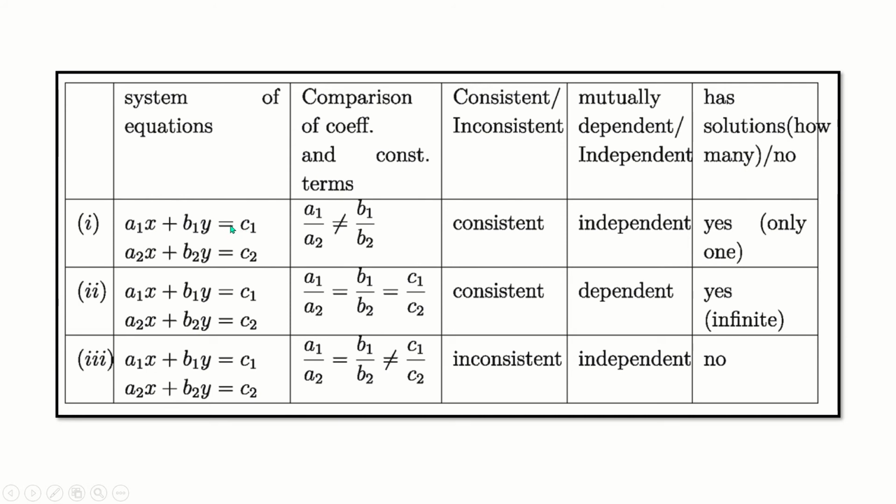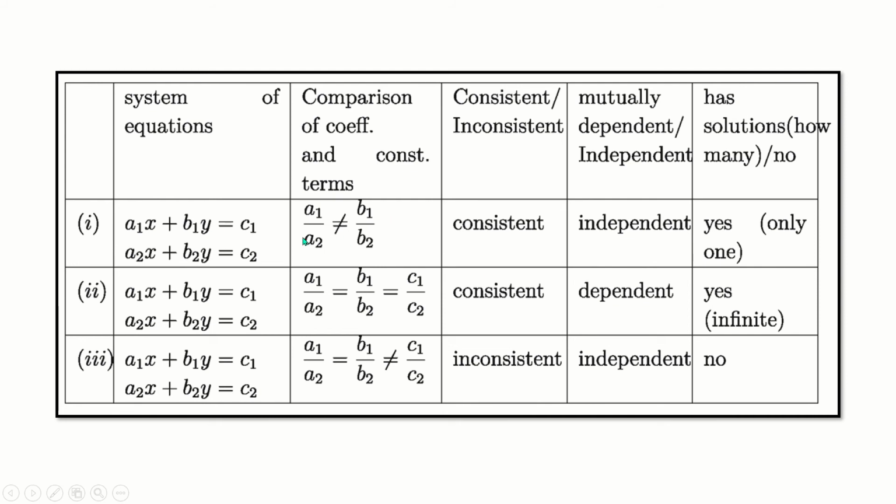Dependent means we can easily convert the first equation into the second equation, and independent means we cannot convert the first equation into the second equation. As per example, the first equation is given x plus y equal to 2. If the second equation is 2x plus 2y equal to 4, that means when we multiply equation 1 by 2, we get equation 2. Then these will be dependent on each other. Independent means we cannot convert the first equation into the second equation or the second equation into the first equation. Clear?